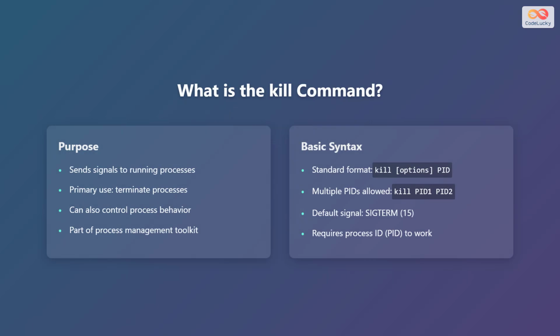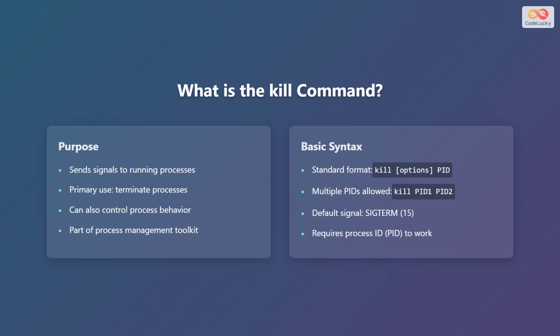The primary purpose of the kill command is to send signals to running processes. While it is most frequently used to terminate processes, it can also be employed to control their behavior by sending various signals. The kill command is an essential part of the process management toolkit in Linux.